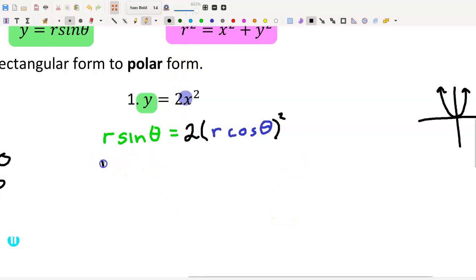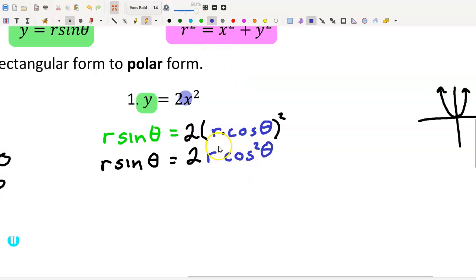Simplify maybe a little bit. And your algebra is going to be really important here. So I'm squaring r cosine theta. So what happens if I square r cosine theta? What do I get? And then you say, is it r cosine squared theta? Is that correct or not?